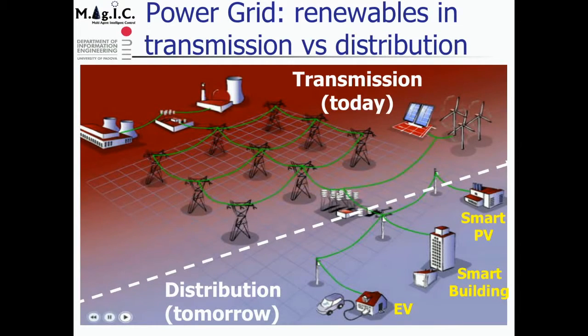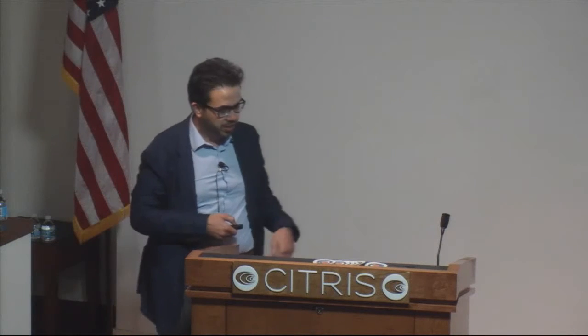What is a little bit slow and less penetrated is smart grids in the distribution network, where you want to have solar panels at each household, smart buildings that can turn on and off appliances or dim down lights, and electric vehicles.